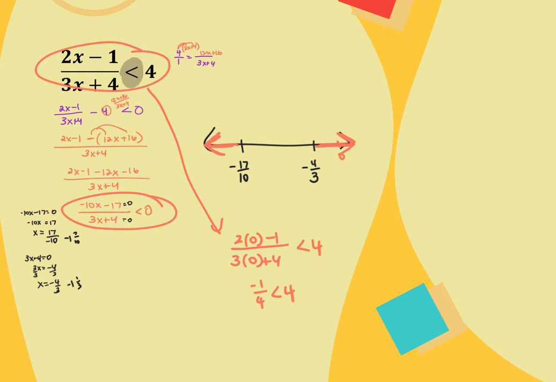My inequality statement is less than, so what shape goes on those? Parentheses. And I get -infinity to -17/10 union -4/3 to positive infinity.